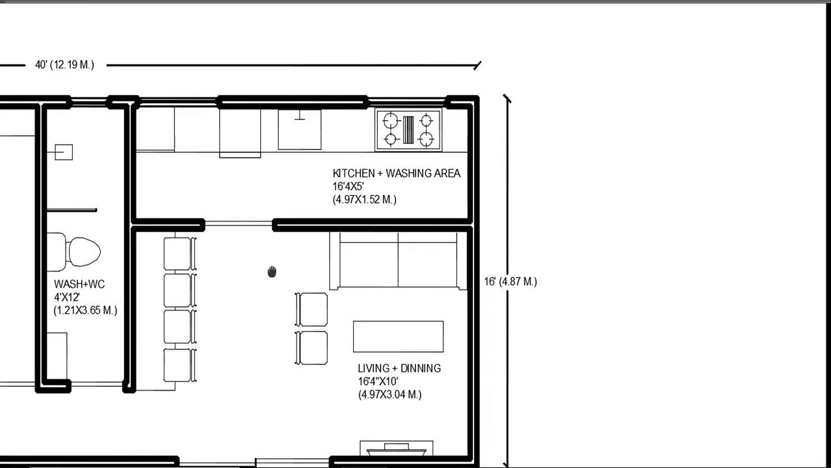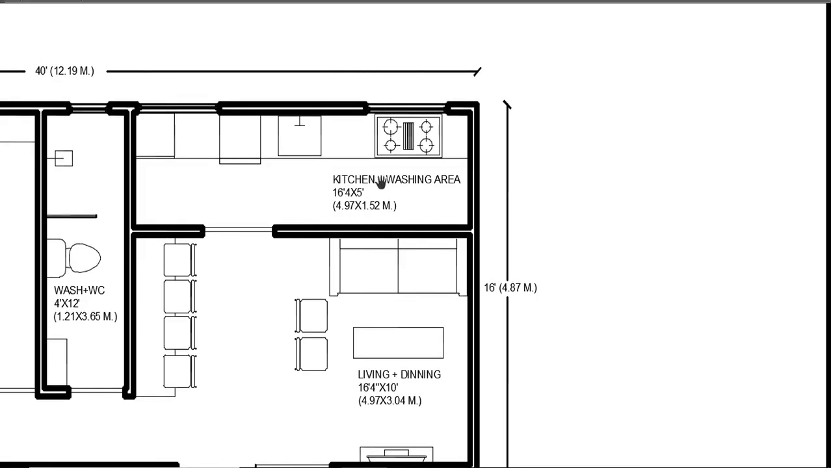If we go inside, so we have kitchen cum washing area. You can see here the kitchen cabinet with burner, sink and refrigerator arrangement, and also we have a washing machine arrangement here. You can see here 2 large size window for ventilation and light purpose of this area.